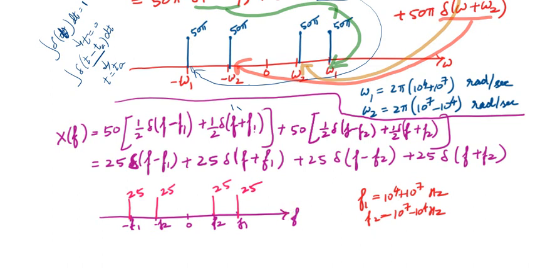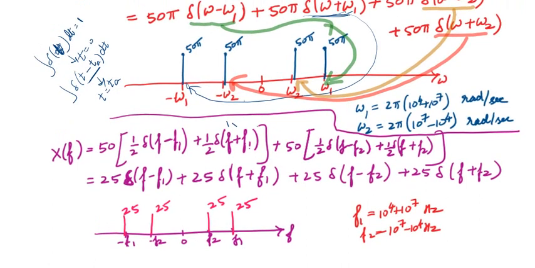Again I am repeating what f1 and f2 are, and you can also compare this. Either you can represent the Fourier transform spectrum in terms of omega or in terms of f. But remember the point: if you have omega, you can easily convert to f by dividing everything by 2 pi. So 50 pi divided by 2 pi, you will get 25.